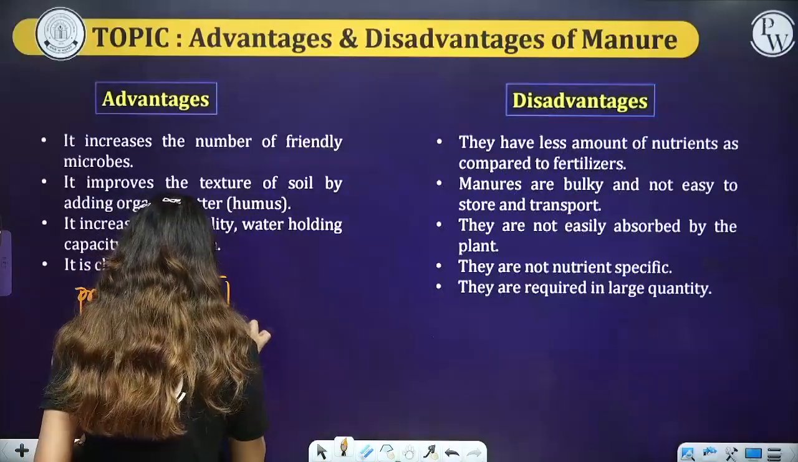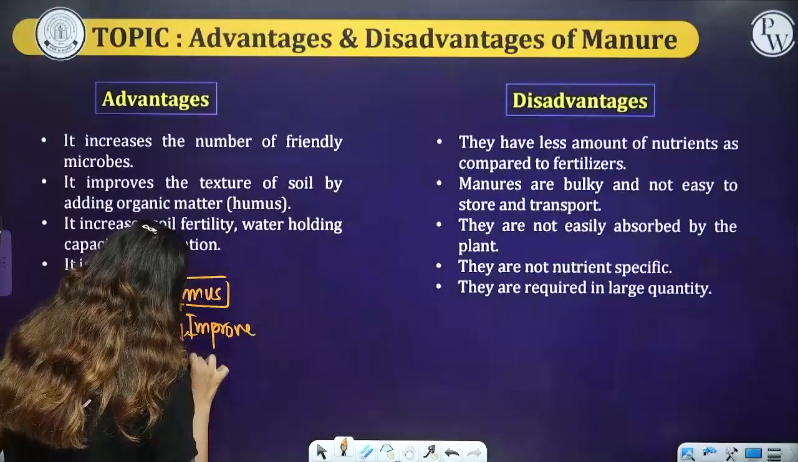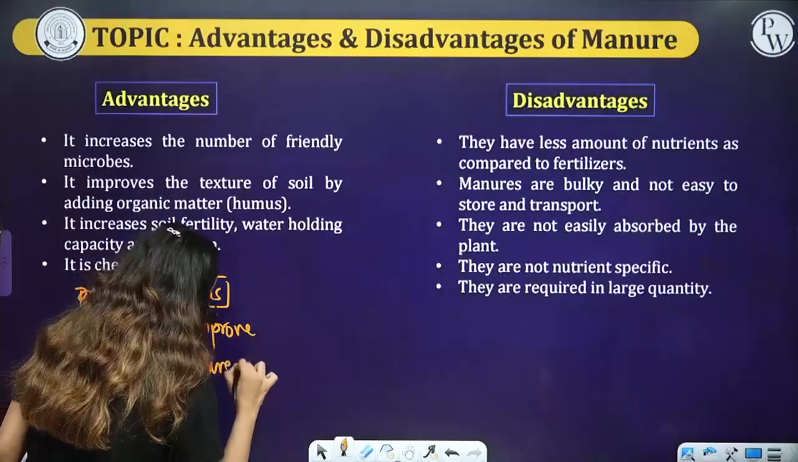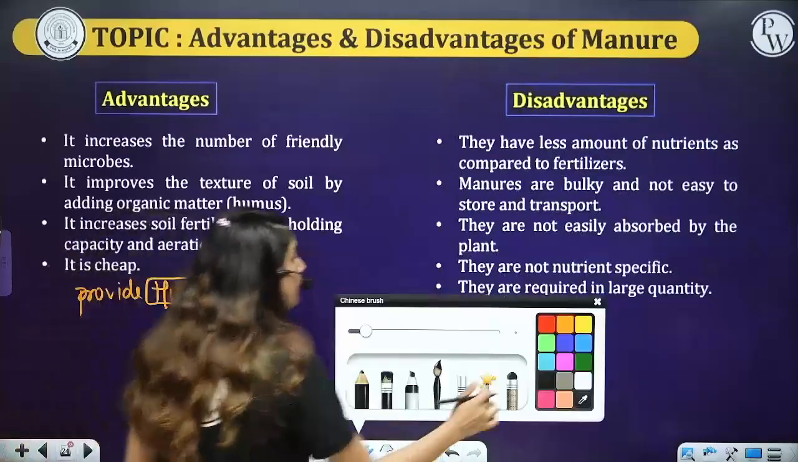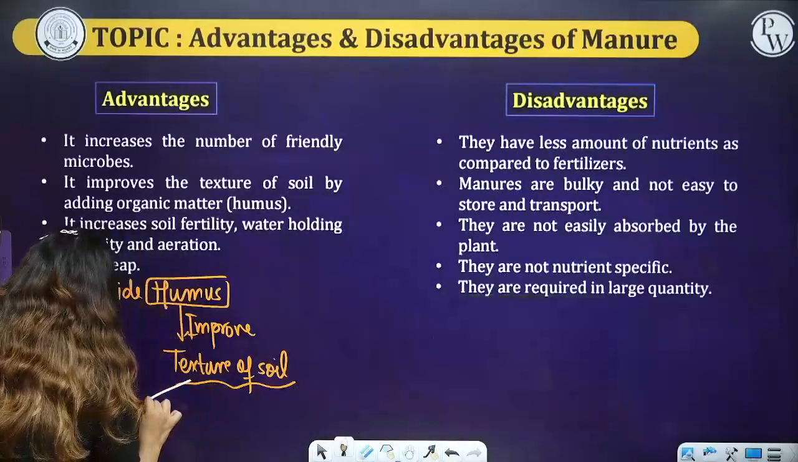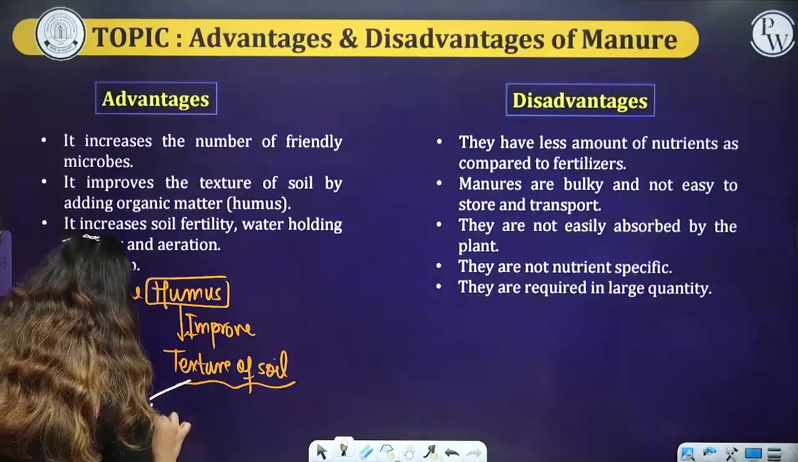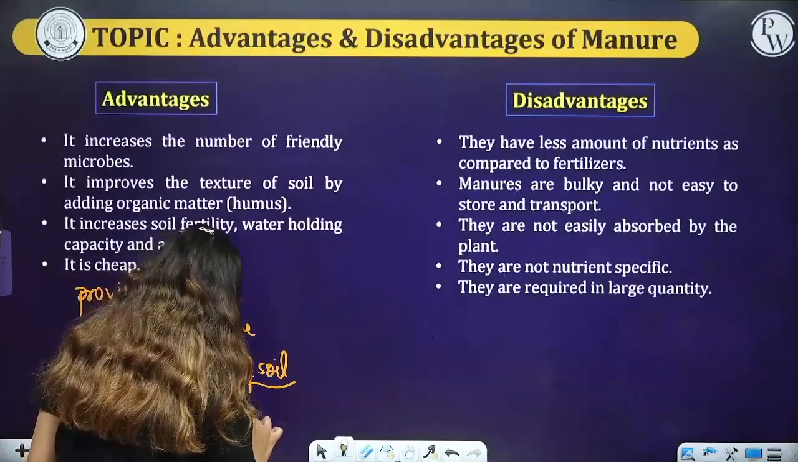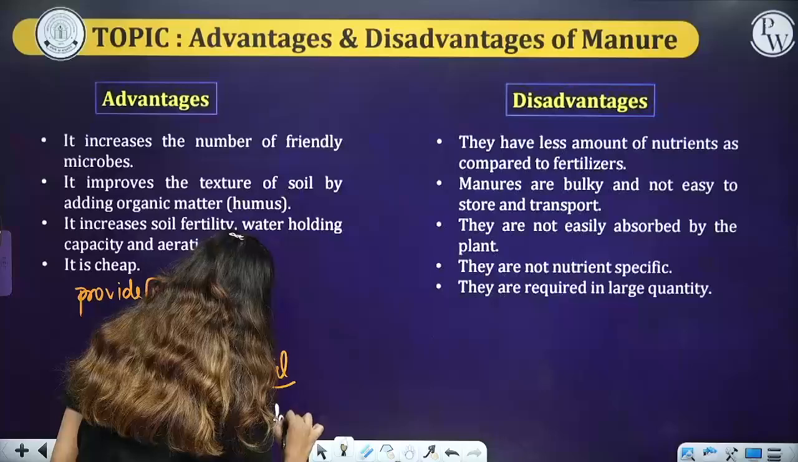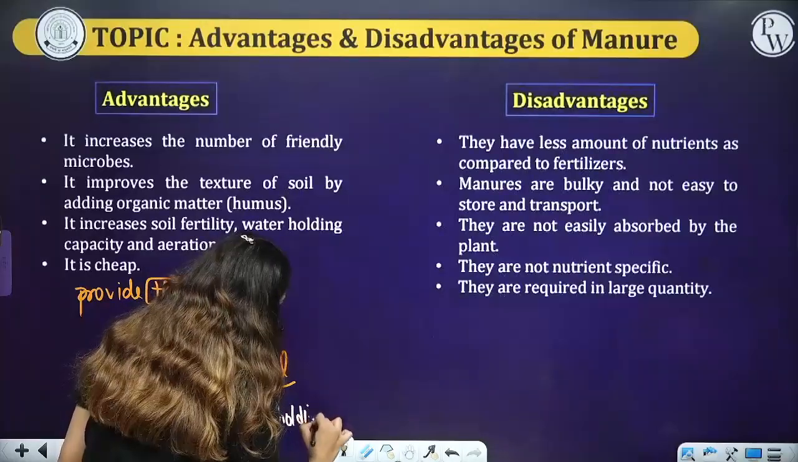What do we mean by improving the texture of the soil? So basically, the soil becomes more porous, and also I can say it increases the water holding capacity.